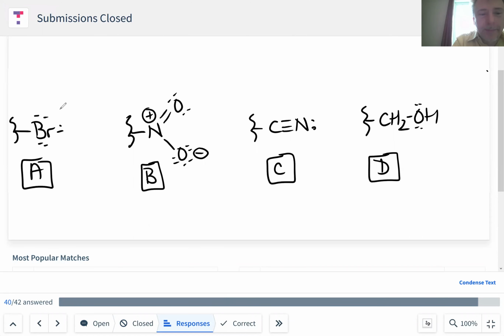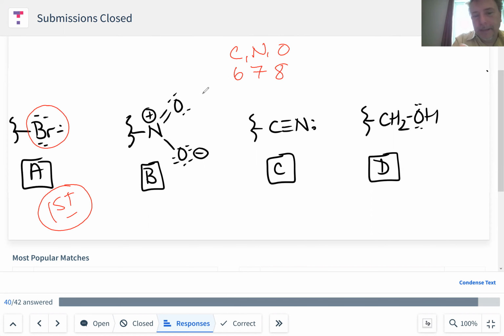Okay, so first things first. First rule is atomic number. Bromine much higher than nitrogen, carbon, or carbon. So A will be first. So remember, it goes carbon, nitrogen, oxygen, 6, 7, 8. Nitrogen is higher than carbon, which is higher than carbon. So B will be second. So majority of the class certainly got those two correct there.